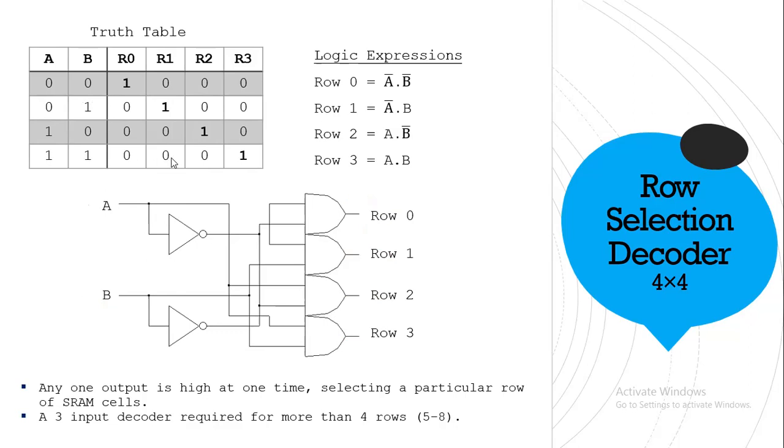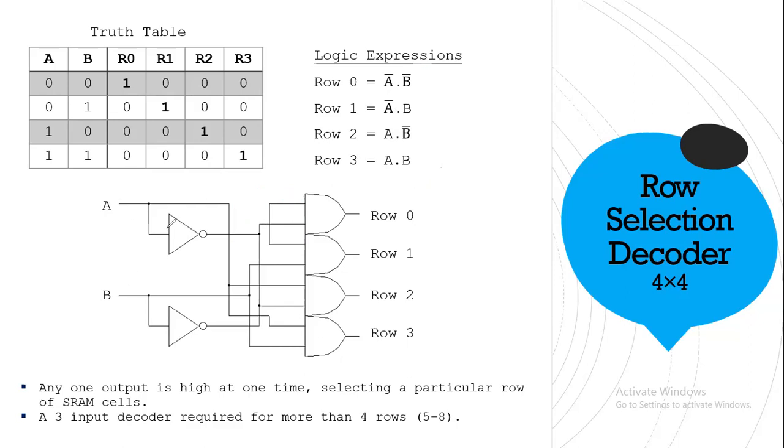So if I make a logic expression, row 0 is equal to A bar B bar, row 1 is A bar B, row 2 is equal to A B bar, row 3 will be A B, right? Because that is the expression from the truth table. You know how to convert the truth table to logic expression. Now, maybe there is a mistake in this circuit. What is the mistake? You can see these connections are not connected anywhere. So there is a mistake in this circuit. Do not follow it, follow the expression.